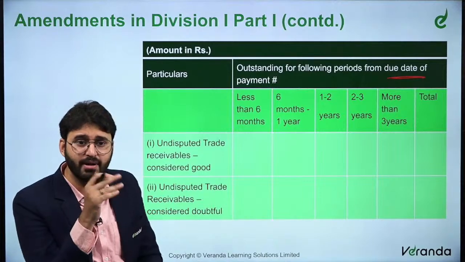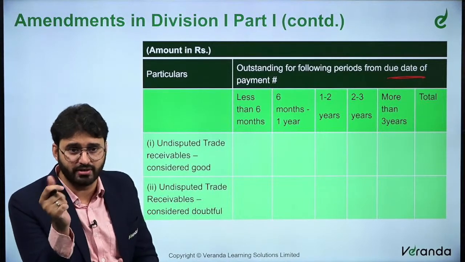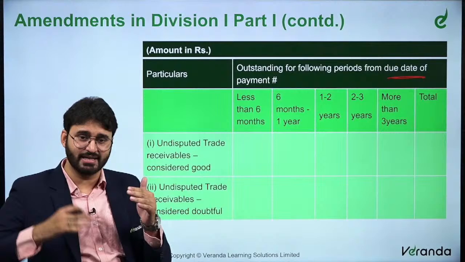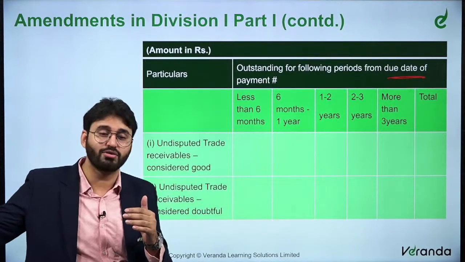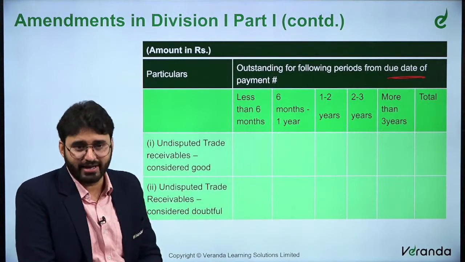If you look at trade payables, it is less than 1 year, 1 to 2, 2 to 3, more than 3. Here it is not like that. Here it is less than 6 months, 6 months to 1 year, 1 to 2 years, 2 to 3, more than 3. Again the total should match with the financial statements, right?